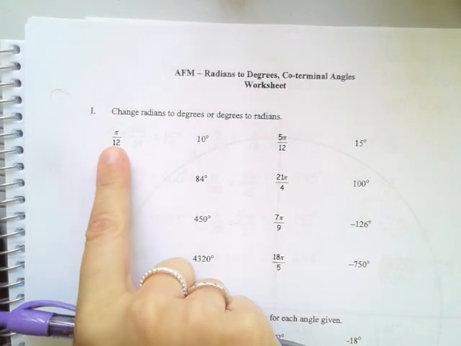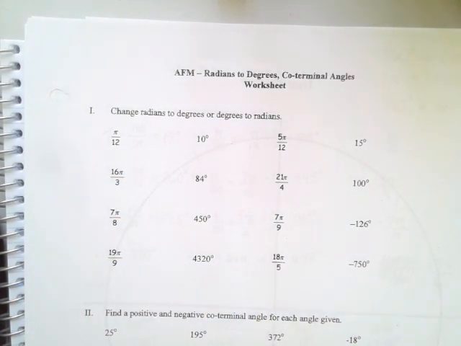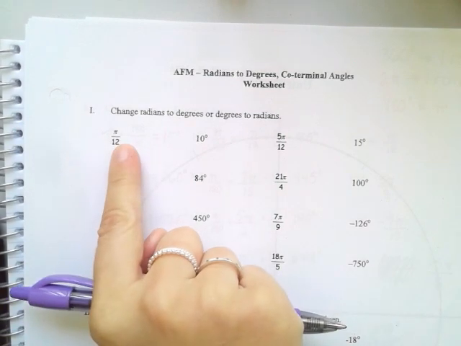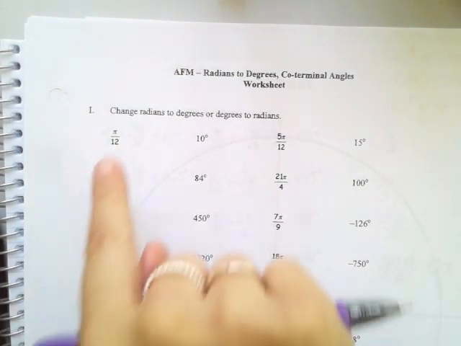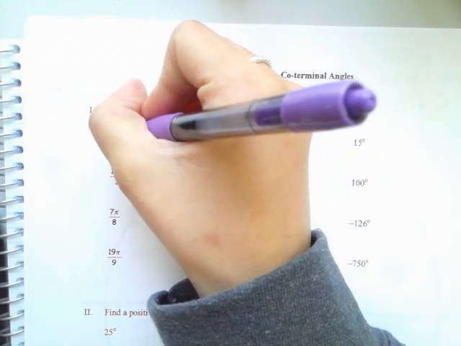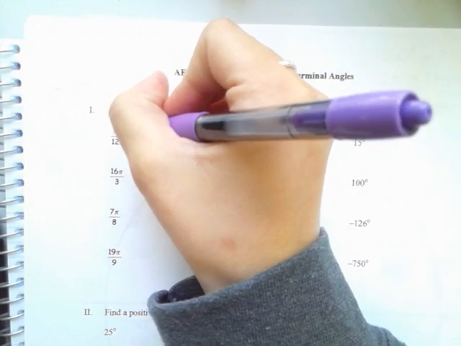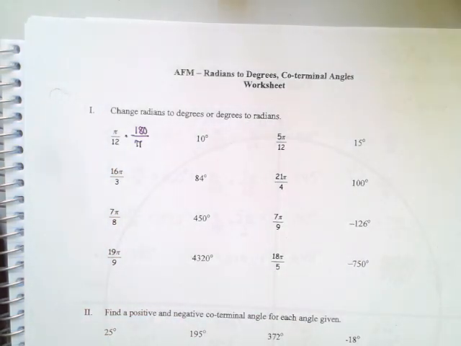So here, anytime that we see pi involved, that means that it's in radians. Anytime that we see the little circle right here, that means it's in degrees. So that helps us figure out what we need to be converting to or from. Since I have radians here, I want to change it to degrees. So to go from radians to degrees, I'm going to multiply by 180 over pi. So this is just a conversion factor.